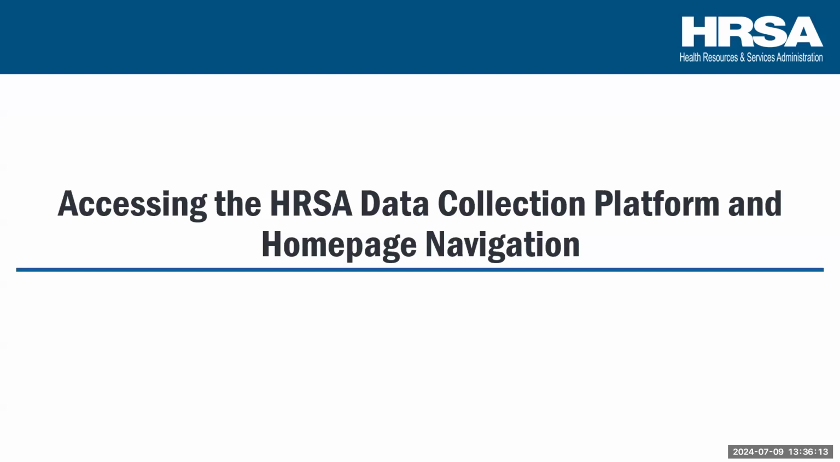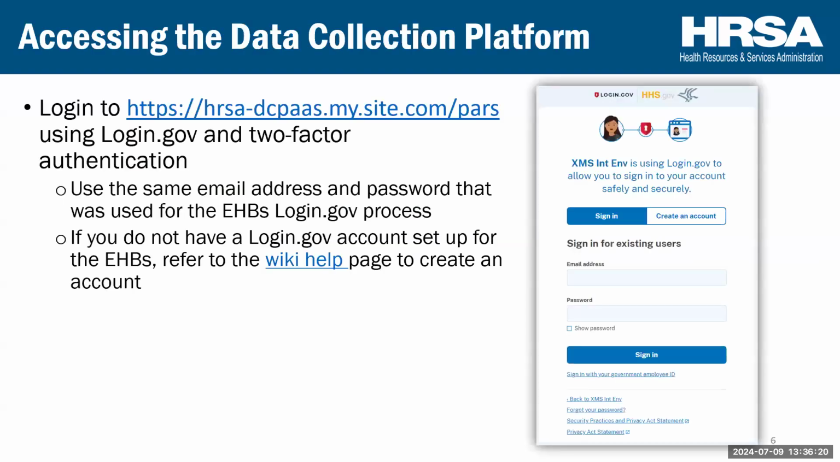So now let's take a look at how to access the system and navigate through the home page. Starting on August 1st, you're going to use this link to access the new HRSA data collection platform. When your performance report is set up, you'll receive an email with this link to the system. While this is not a part of the HRSA EHBs, the two systems are connected. They talk to each other.